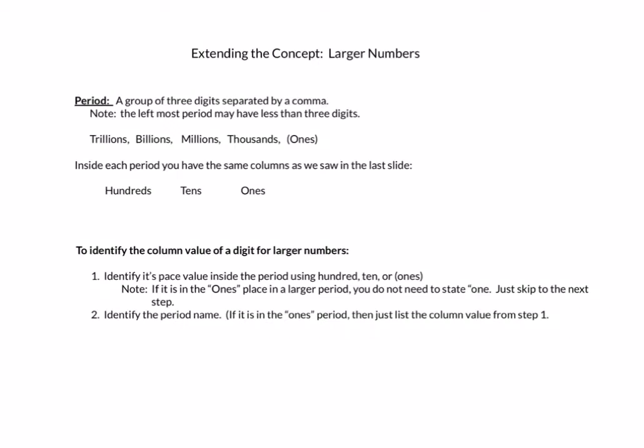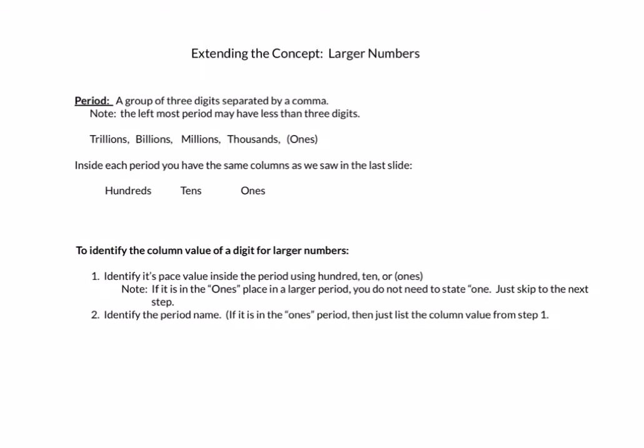Inside each period, we said there were 3 digits. You have the same column values as we saw in the last slide. You still have hundreds, tens, and ones. So when we look at this, we actually have 100 trillion, 10 trillion, trillion, 100 billion, 10 billion, 1 billion, 100 million, 10 million, million, 100,000, 10,000, thousand, and then you have the 100, 10, and 1.